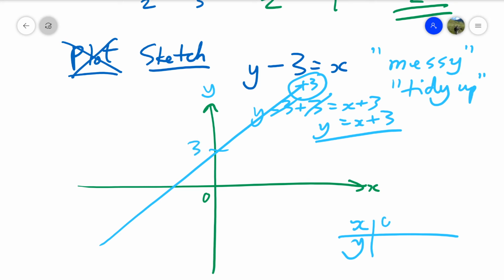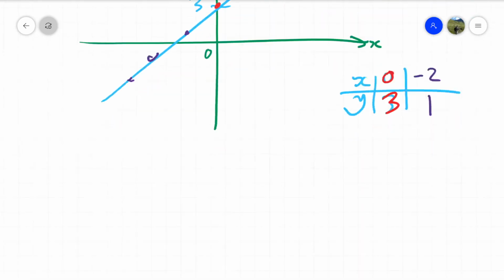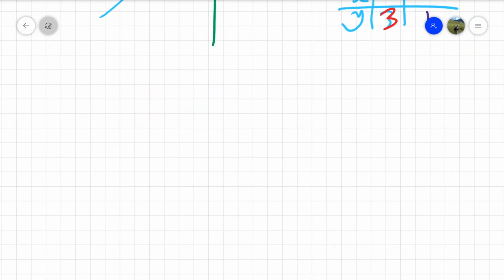So for example, if x is 0, y is 3. There you go, that's that point. Let's just mark that there. If x is minus 2, then y is, what's minus 2 plus 3? That's 1, and so on. And you end up working out where the line is. There's a lot more graph stuff in my maths book and its associated videos.